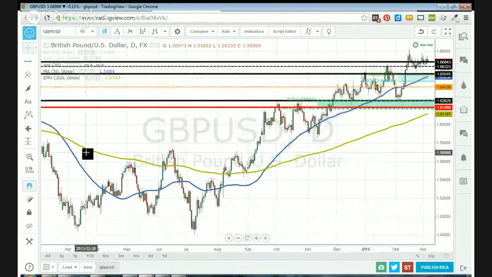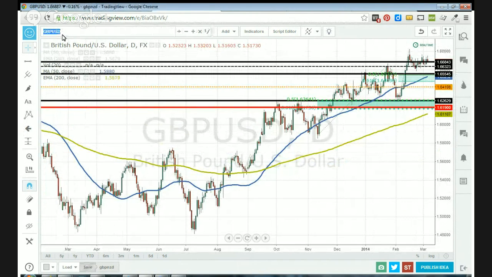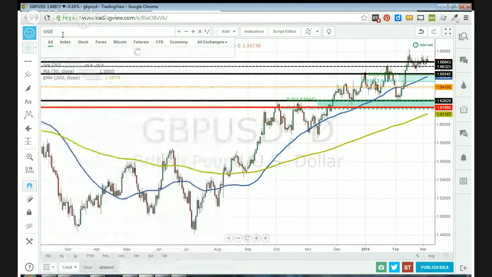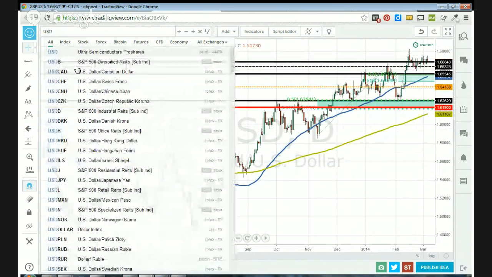So yeah, no real trade here for me. I'm interested in buying the dip, but it's got to fall to 65.50 before I do that. It's 130 pips. So nothing until then. That does it for the pound. Let's go to the U.S. dollar. Dollar Canada.